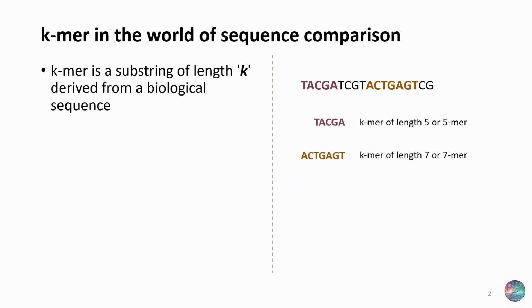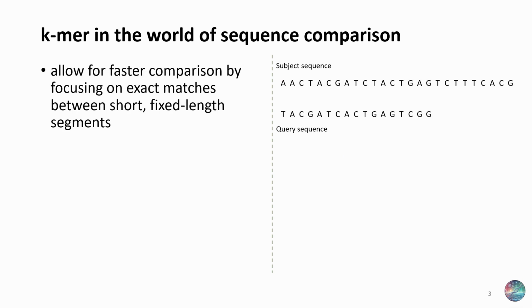What is a k-mer? A k-mer is simply a substring of length k that is derived from a biological sequence. For example, in this sequence here, we can extract 5-mer like TACGA. K-mers are commonly used in sequence comparison by focusing on exact matches between short, fixed-length segments. This approach makes it possible to efficiently identify similarities or differences between two sequences without needing complex alignment algorithms.